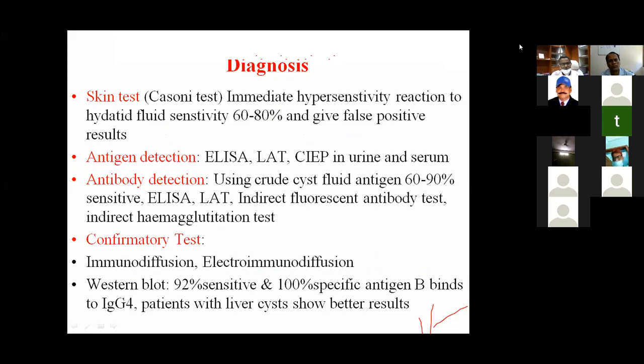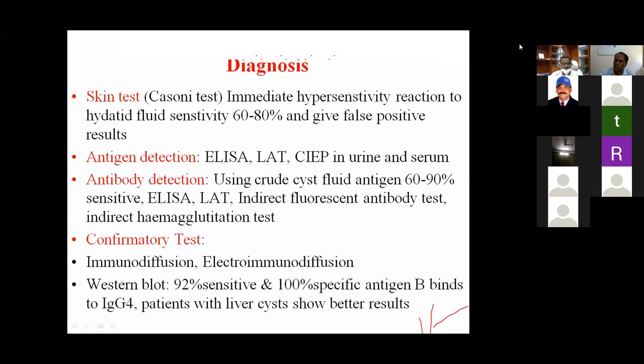But the best one is the antibody detection test: ELISA, latex agglutination test, ELISA using crude cyst fluid antigen. When hydatid fluid is used as an antigen, there are the indirect fluorescent antibody test and the indirect hemagglutination test, when we are using that hydatid cyst fluid antigen. So that is important. There are two antigens, one is Arc 5 and one is antigen B. They are very important. But the confirmatory test is immunodiffusion or electroimmunodiffusion.